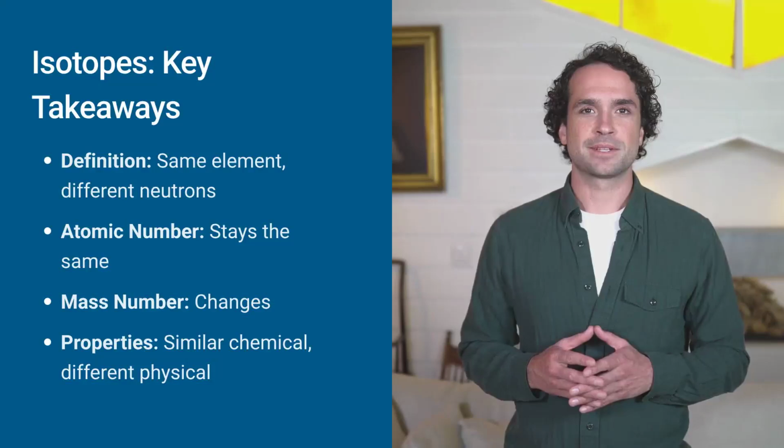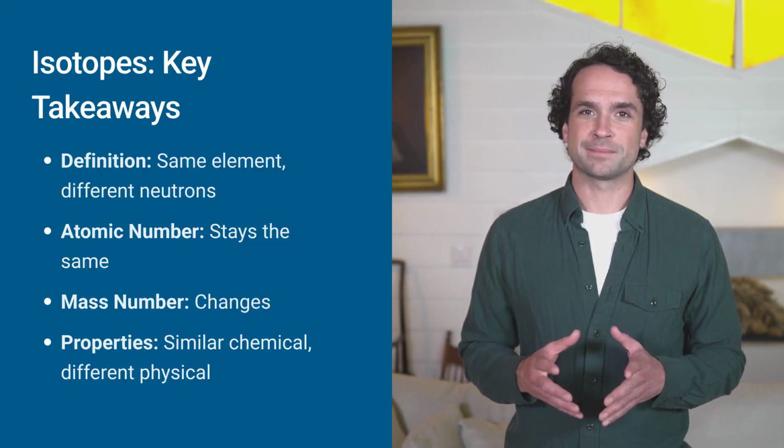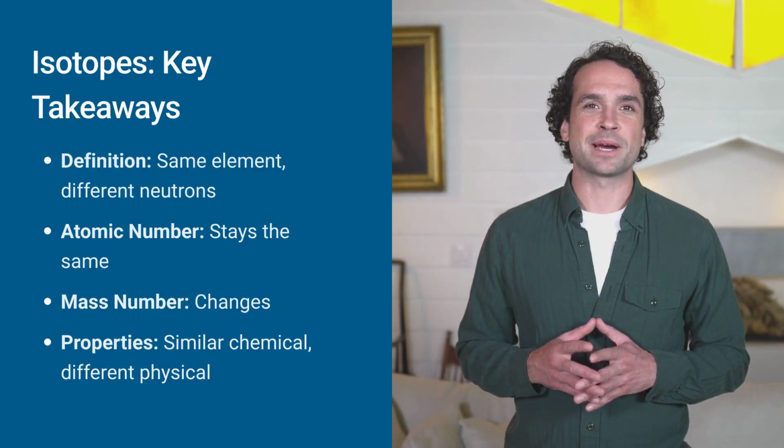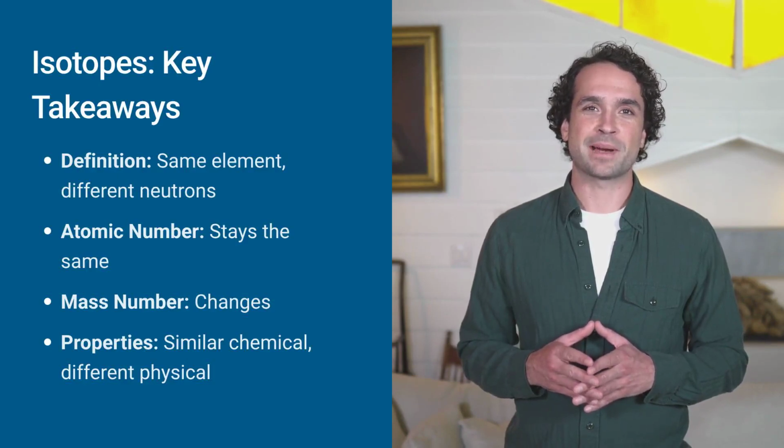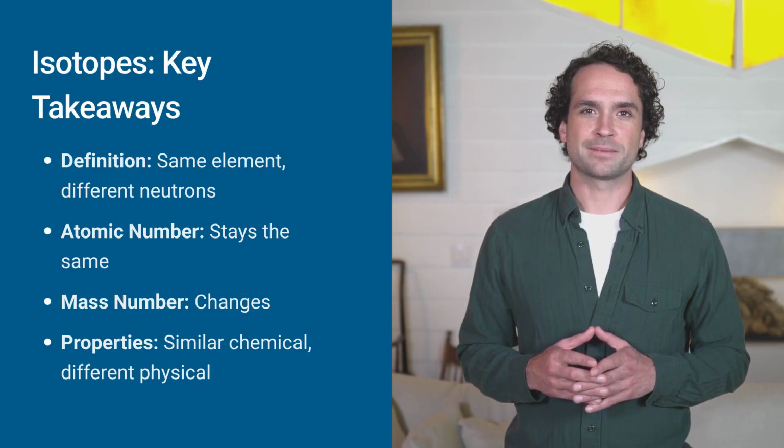To summarize, isotopes are atoms of the same element, meaning they have the same number of protons and thus the same atomic number. Their key difference lies in the varying number of neutrons, which leads to different mass numbers. While their chemical properties remain similar, their physical properties, such as mass and stability, can differ significantly. This understanding is fundamental to many scientific fields.